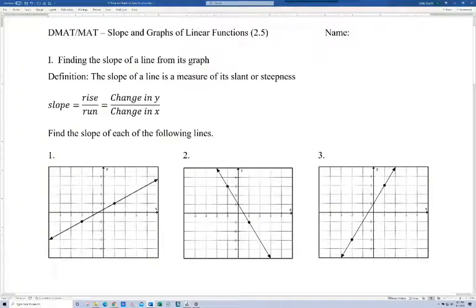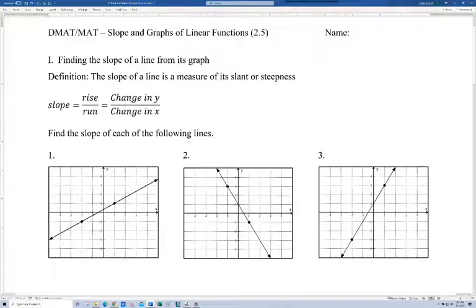Okay, so in this video I'll be discussing slope and graphs of linear functions. So it says finding the slope of a line from its graph. Well, first of all, our definition of slope is given here. The slope of a line is a measure of its slant or steepness. All right, so it's literally a characteristic of a line that's important.